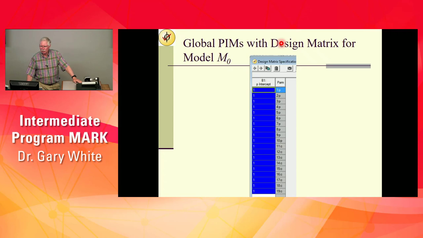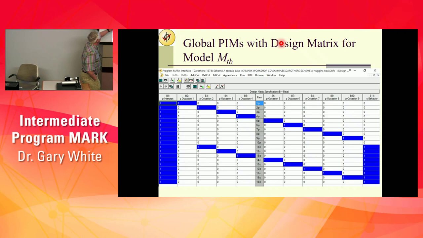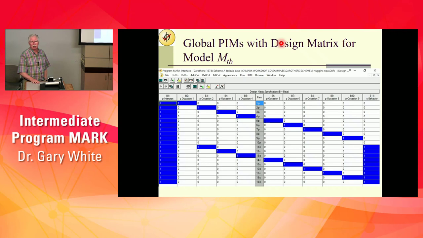Okay. How about Model MTB? All we have to do is merge the two. So we've got our intercept, we've got all of our time effects just like we had before, but now we put on this C effect. And the fact is that P10 is getting estimated by C10. So we're still fine.